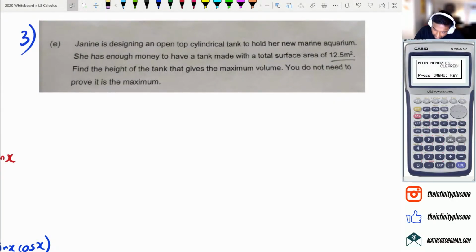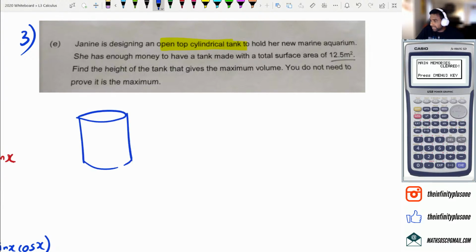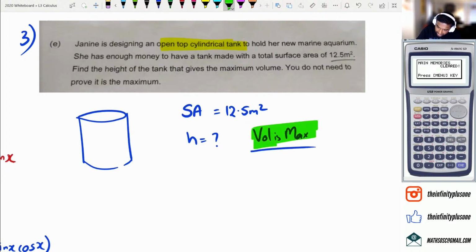So the question says this, right? We're dealing with a cylinder. He's designing an open top cylinder. That's the first thing that we need to know. A good idea is to draw the diagram just to see what you're going to be working with. Next, she has enough money to make a tank with total surface area, so this is what we've been given: surface area is equal to 12.5 meters squared. That's all she can do. And we want to find the height where the volume is max. So this is basically what I've got from it so far.